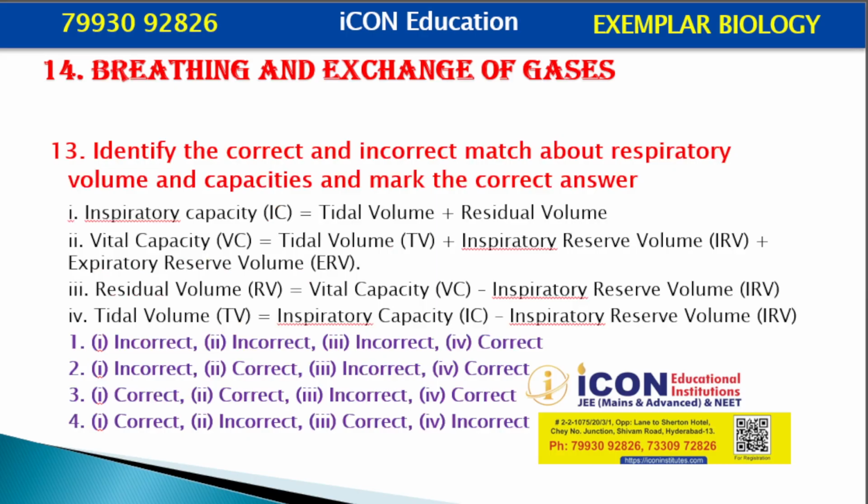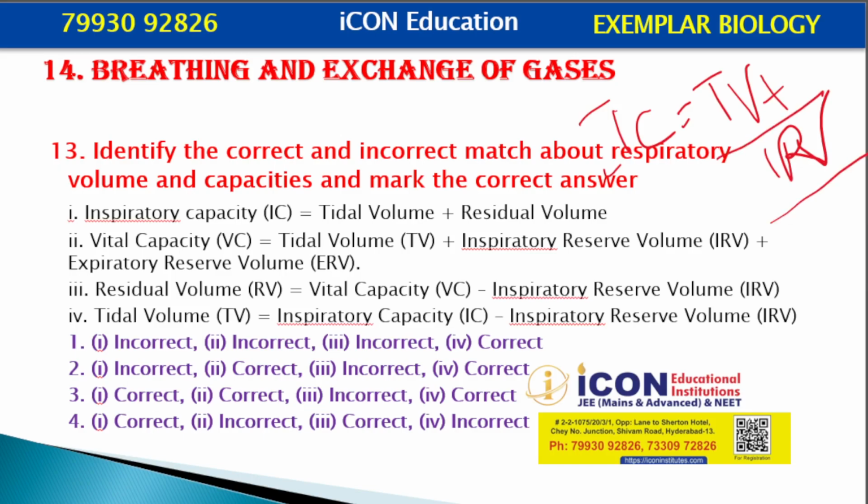Identify the correct and incorrect matches about respiratory volumes and capacities. Let us see one after another. The first is inspiratory capacity, IC. IC is given as TV plus IRV. The inspiratory capacity is generally TV plus IRV. But what is given here? Inspiratory capacity equals TV and residual volume. So this is incorrect. The first one is incorrect.